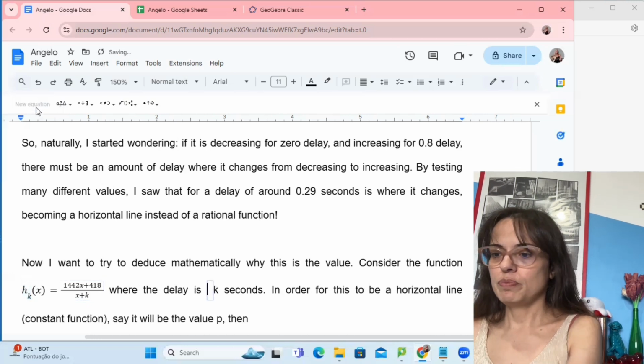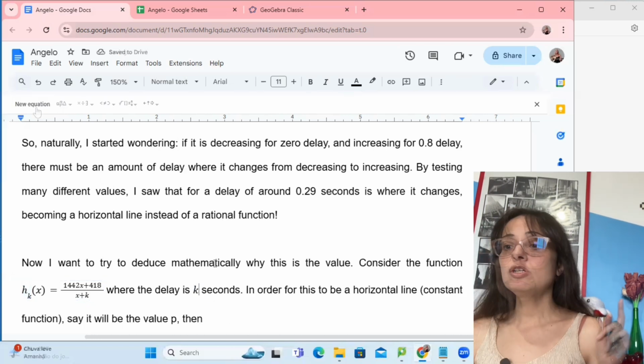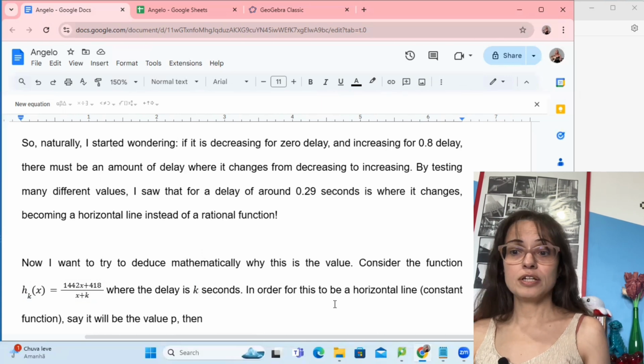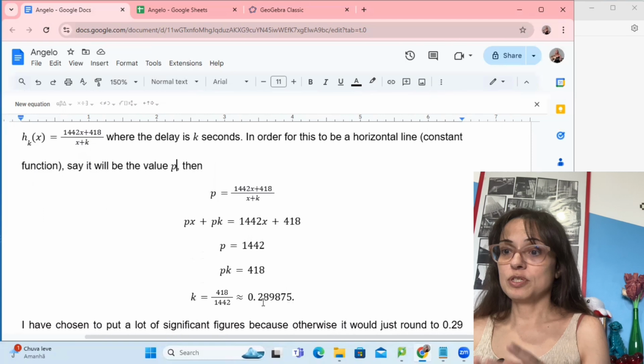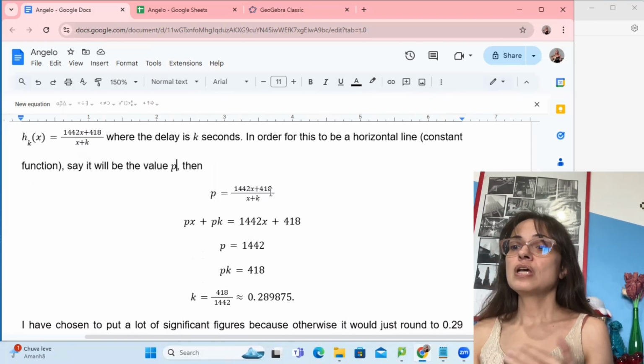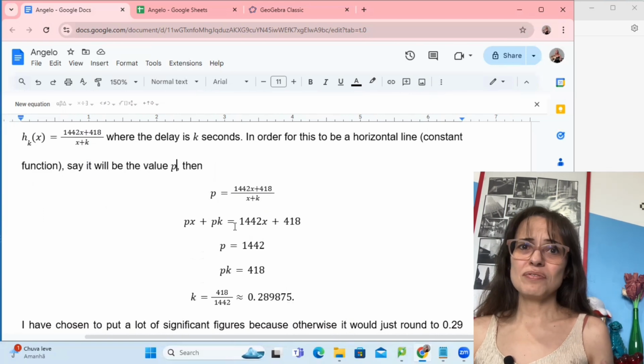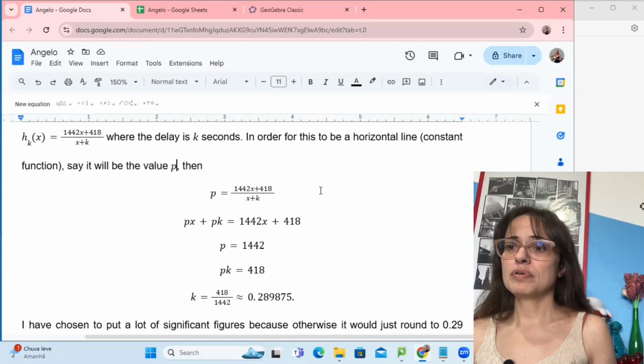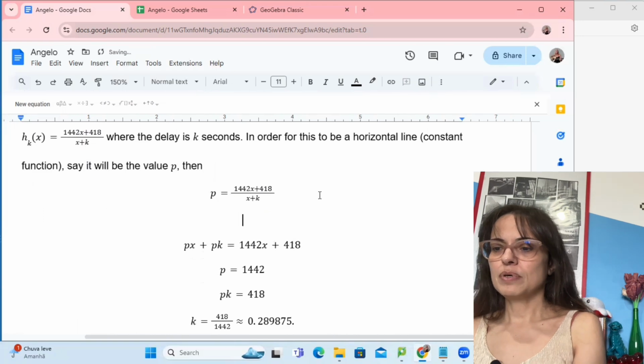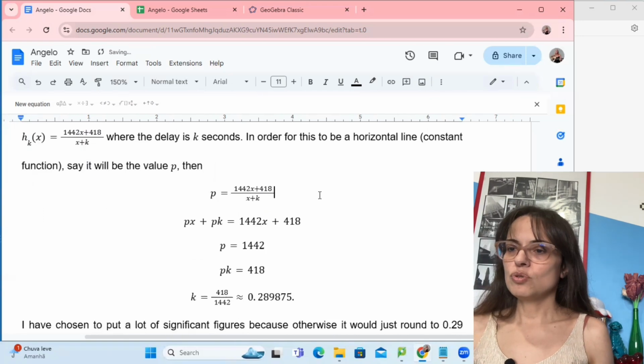This should be an equation. In order for this to be a horizontal line, a constant function, say it will be the value p, then this is what happens. p is the constant value of the function. And then what am I doing? I'm just multiplying both sides by x plus k. You can write this down if you want, like the step-by-step, like here, multiplying both sides by... I'm not going to do that. You can do it if you want.